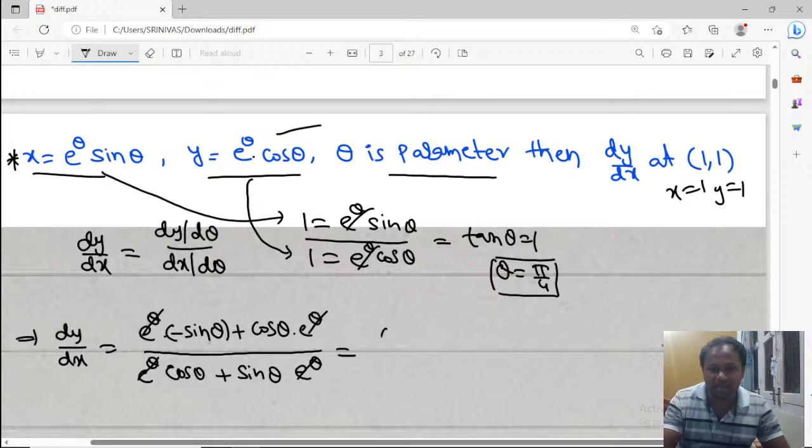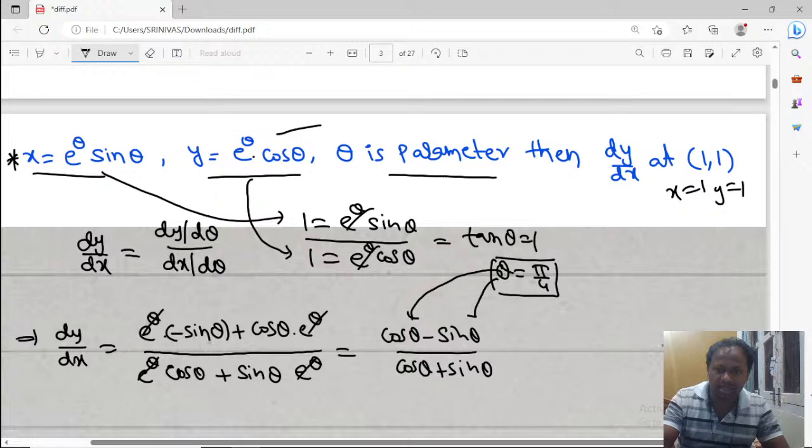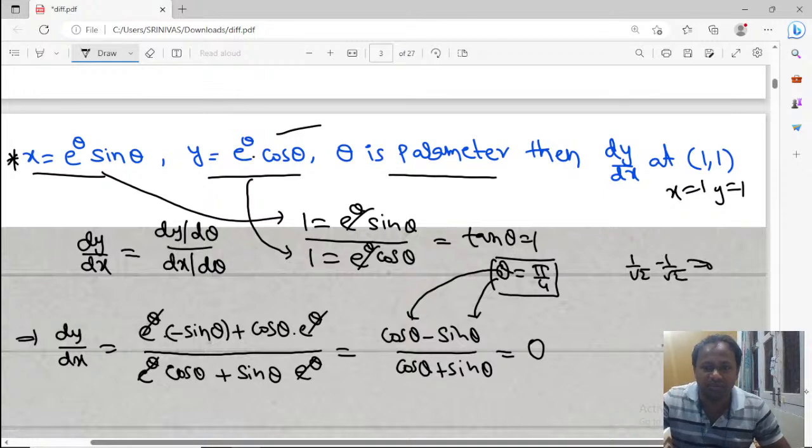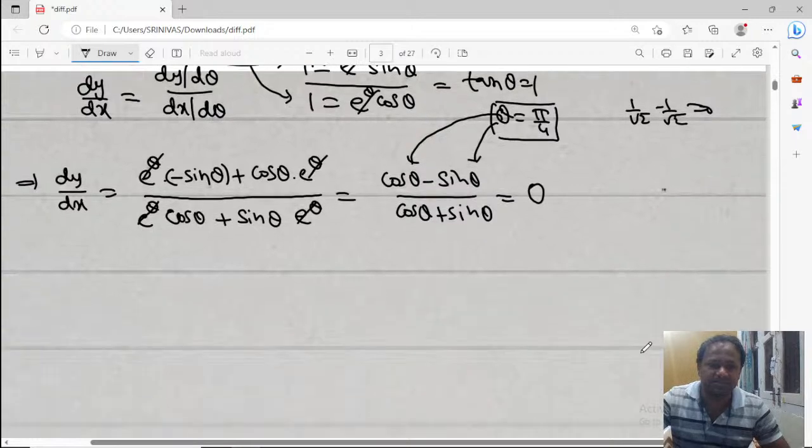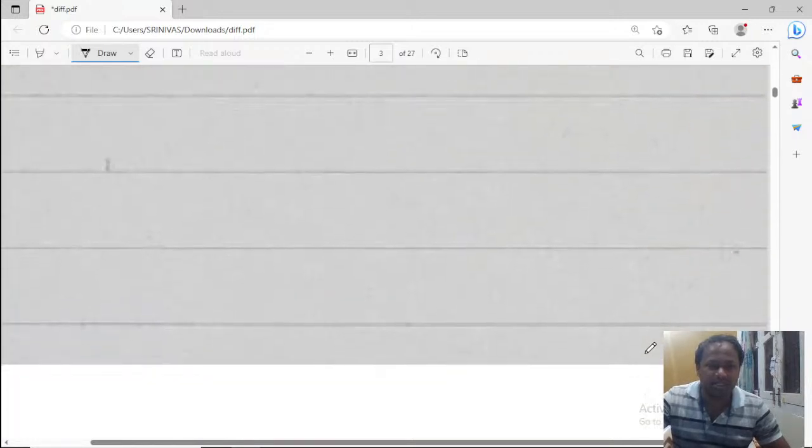So what we get? Cos theta minus sin theta divided by cos theta plus sin theta. If we substitute theta is equal to pi by 4 here, what we get? 0, because cos pi by 4 is 1 by root 2 minus 1 by root 2. The answer will be 0. Okay, next. Let us go through another problem.